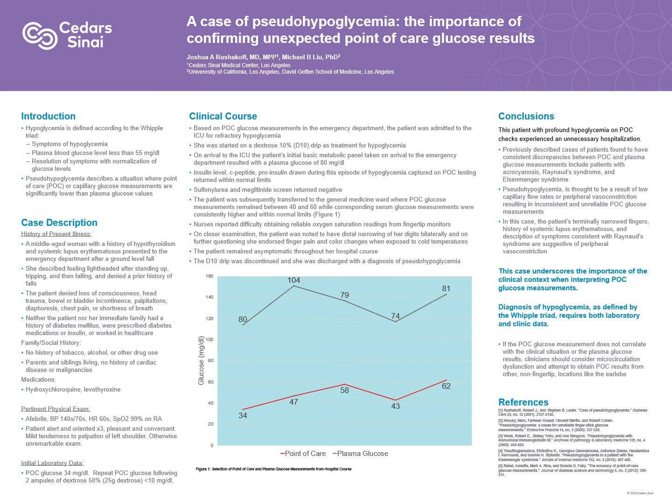Pseudohypoglycemia is thought to be related to poor capillary flow and peripheral vasoconstriction, and cases have been described in patients with Raynaud's syndrome, likely what this patient had undiagnosed, Eisenmenger, and acrocyanosis, as well as in patients who are critically ill in the ICU. This is an important reminder that in order to diagnose hypoglycemia, both laboratory and clinical data need to be interpreted and incorporated into the diagnosis.